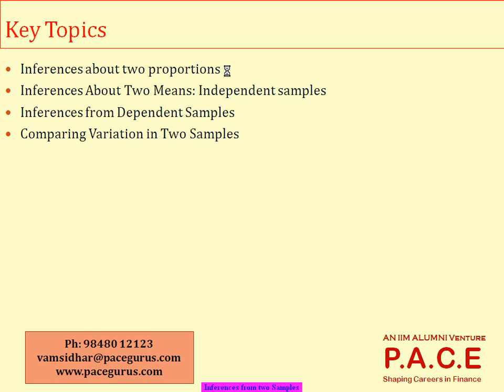So as a part of this session, our focus is on how I evaluate a claim with respect to two proportions. Is proportion 1 greater than proportion 2 or vice versa? Can I say that this particular party will definitely get more seats or more votes compared to the next political party? If I have to make such kinds of conclusions, I'll use the inference about two proportions.